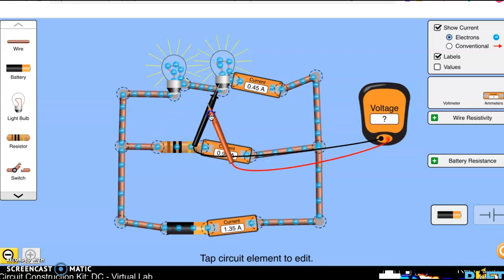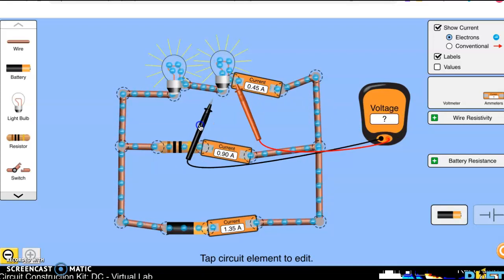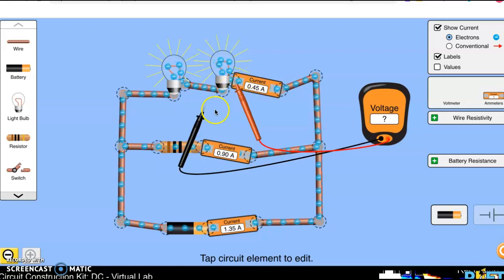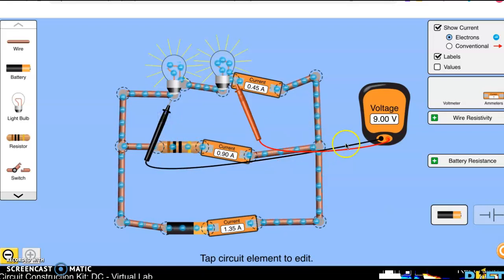The other light bulb is also using 4.5 volts. Now watch this. I have one prong on one end of one light bulb. I'm going to put the second prong on the other end of the other light bulb. And now it reads 9 volts again. So I'm measuring the voltage going across 2 light bulbs at the same time, or 2 light bulbs in total is using up 9 volts.